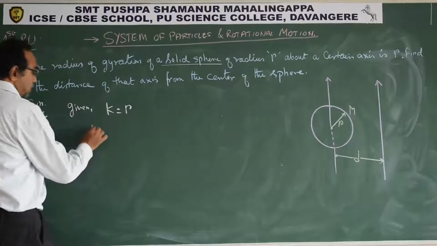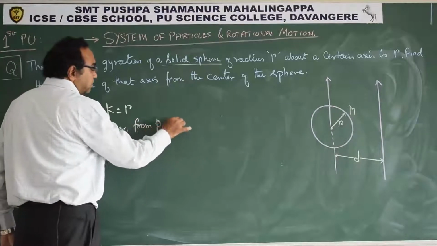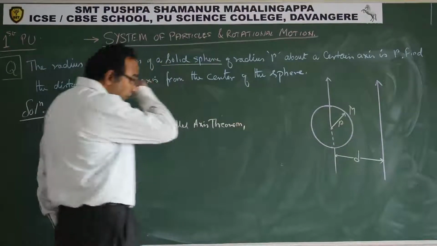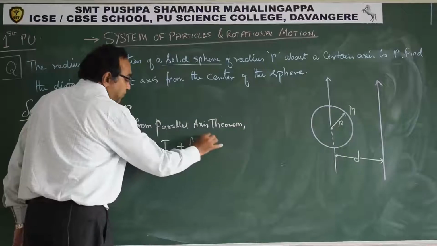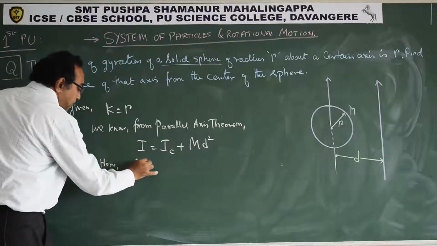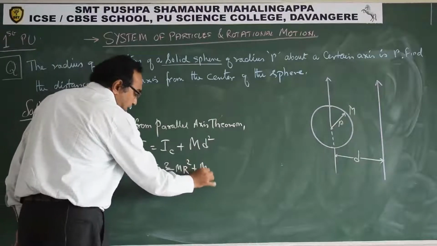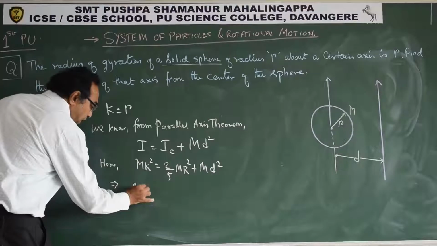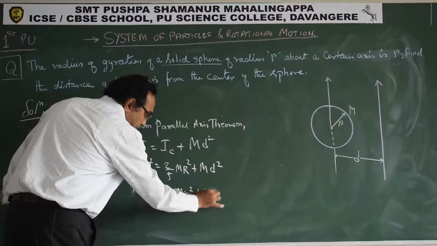Now we know from parallel axis theorem, because the two axes are parallel, I is equal to I about the center plus mass times this. So here I will be mk square is equal to 2 by 5 mr square plus md square. But k is equal to r. So therefore mr square is equal to 2 by 5 mr square plus md square.